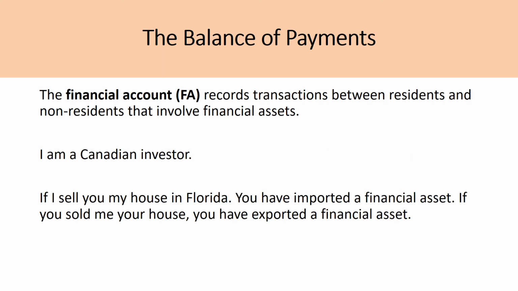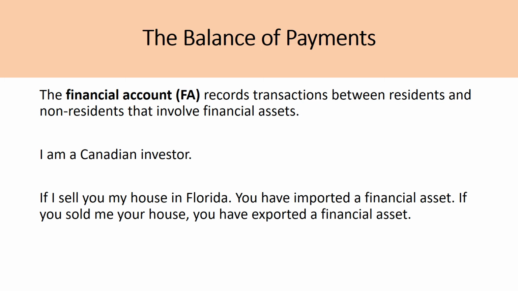I am a Canadian investor. If I sell you my house in Florida, you have imported a financial asset because that is a domestic asset that is coming back to the U.S. as a U.S. buyer. If you sold me the house, then you have exported that financial asset. So you are a U.S. buyer, I am a Canadian investor. If I own a home in Florida, it is an external asset for me. It's a foreign asset, and I'm selling it back to you as a U.S. buyer. You are importing that asset back.